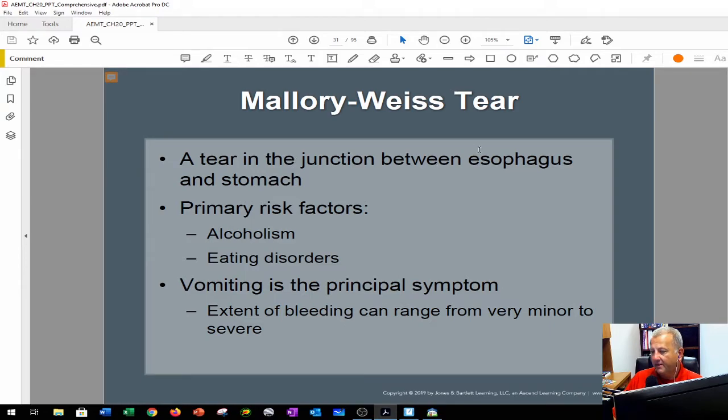A Mallory-Weiss tear. This is an actual tear in the junction between the esophagus and the stomach. Okay, that's a bad day, because just imagine how vascular that is. Severe bleeding and death from hypovolemia. And so we see alcoholism, a lot of eating disorders could cause this. You can see this in women who are pregnant and just continuously vomit throughout their pregnancy.